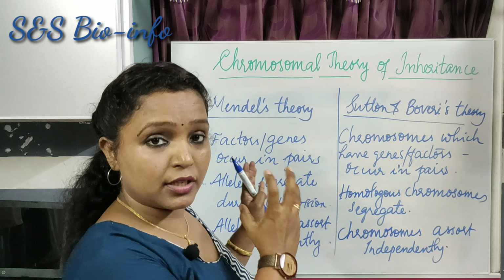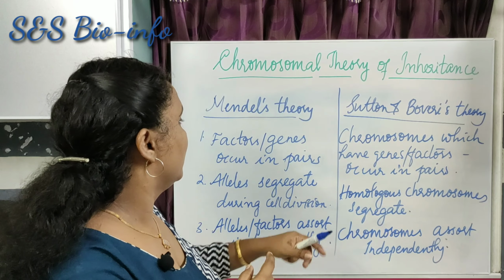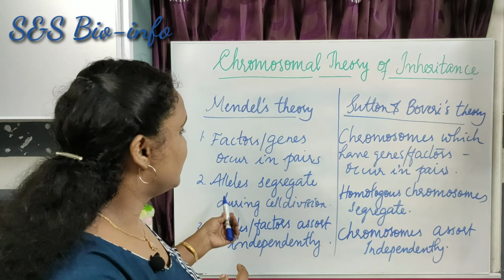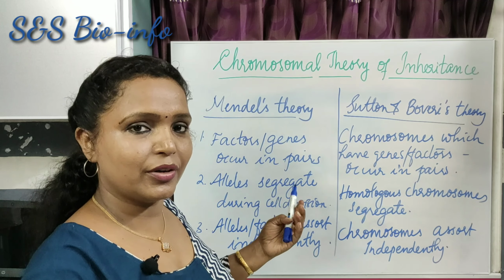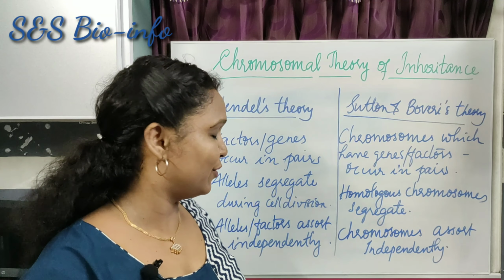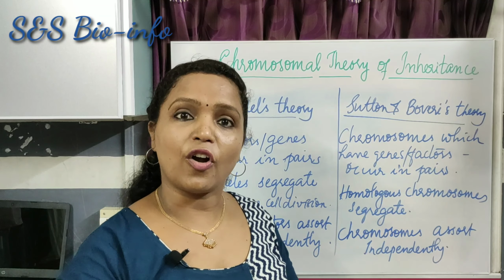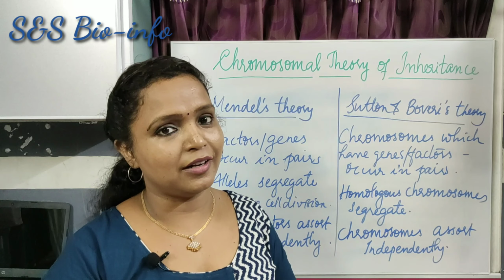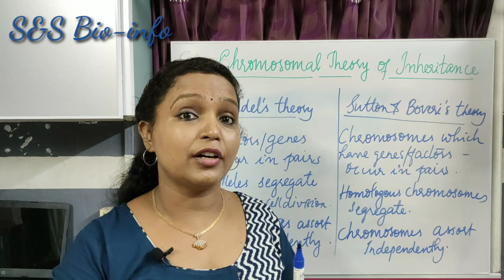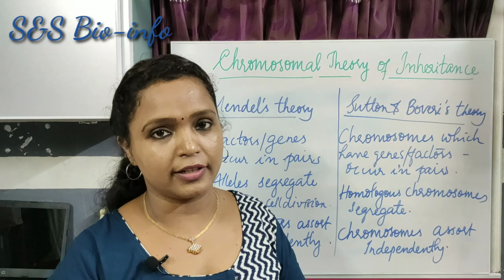Here, you can observe the parallel behavior of both genes and chromosomes. Genes occur in pairs, chromosomes also occur in pairs. Genes or alleles segregate from each other during cell division. Homologous chromosomes also segregate at the time of cell division. Alleles or factors assort independently. Here, chromosomes assort independently during cell division. So, these are the parallel behaviors of both genes and chromosomes observed by Sutton and Boveri.